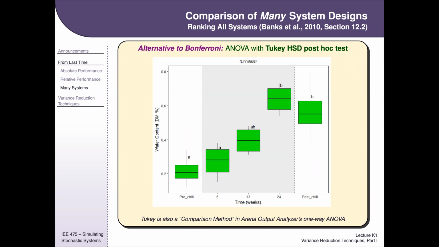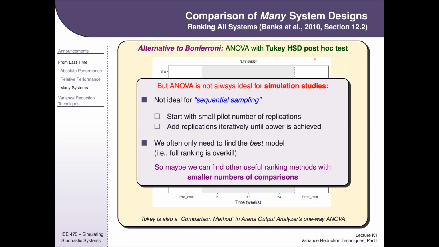Now, the downside of these post hoc tests is that they're not really designed for what we call sequential sampling. I mentioned a couple of times that we would like to run a pilot study, look at our systems, and then figure out if we need to run more replications. The ANOVA is not really designed for that, where you run an ANOVA on 10 replications, and then based on the results, run another 10 replications, and then run another. We would like to be able to run just a few replications and then decide if we need to run many more.